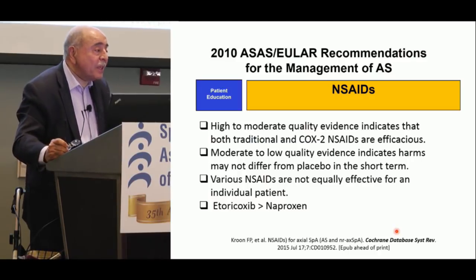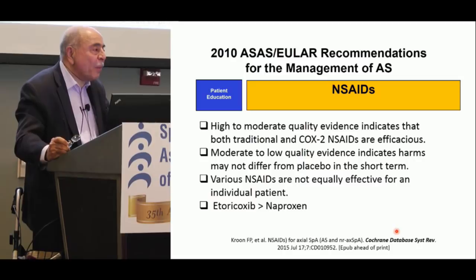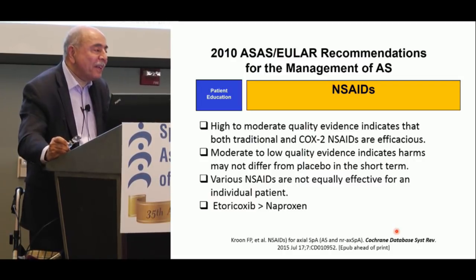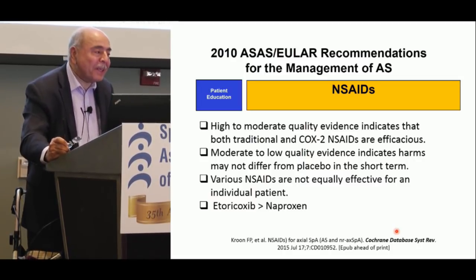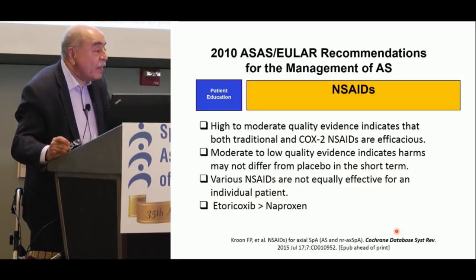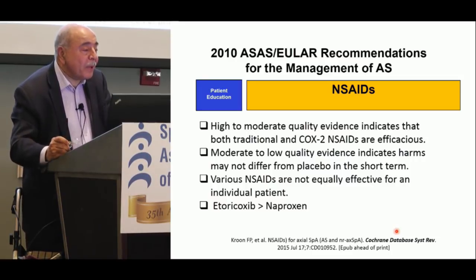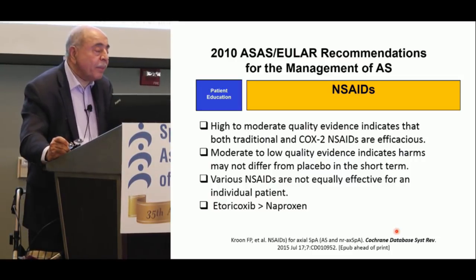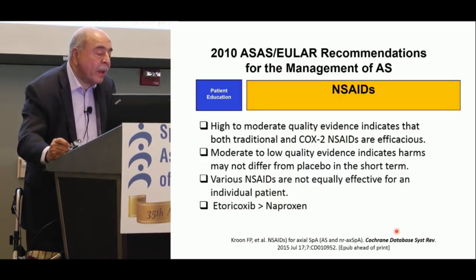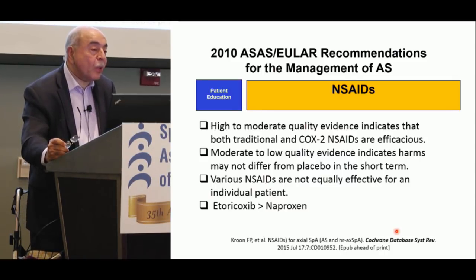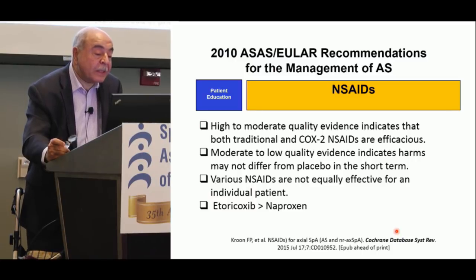So the NSAIDs are not that dangerous for those young people. When we become more senior, then you would have to consider benefit risk, but NSAIDs are extremely effective. They do slow down X-ray progression, especially when they are given in addition to the TNF inhibitors, which is the next form of management if patients don't adequately respond to NSAIDs.